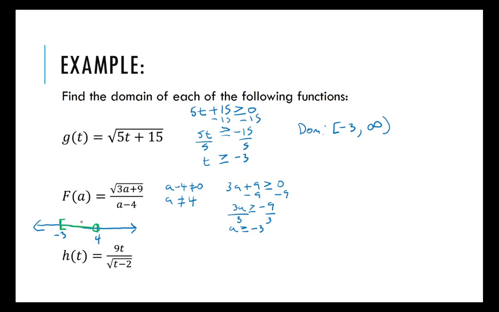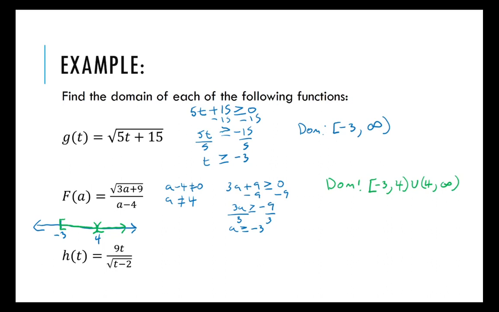Now, if I wanted to replace that circle with the parentheses, it would actually look like this, because 4 is excluded. And so when I write this interval, what does that interval look like? That interval is starting with -3 including, up to 4 excluding, union 4 up to infinity.